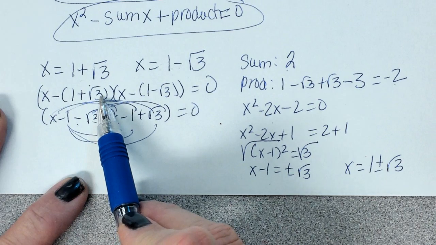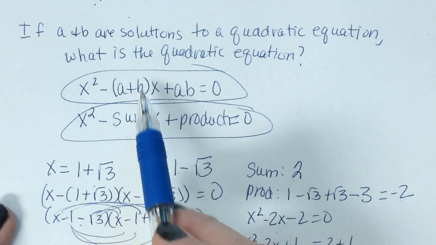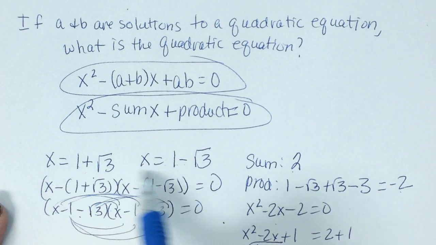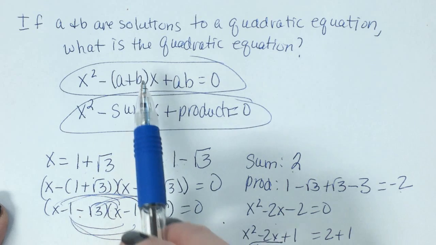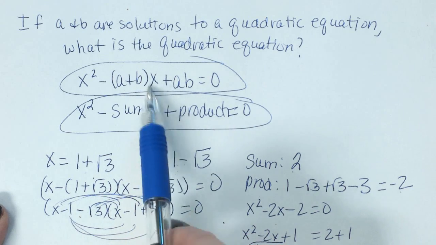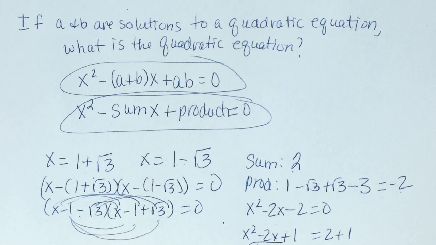Okay? This is a very important formula. It's going to save us a lot of time on problems like this where we have solutions that are radicals or complex. So you want to write this down somewhere, one of those two, whichever form you think is the most helpful for you.